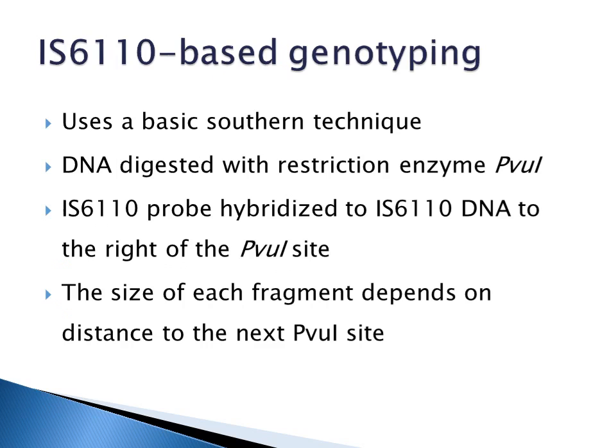So in insertion sequence 6110 based genotyping, this is a typical Southern blot technique. You isolate your DNA, you digest with the restriction enzyme PvuII. You use the insertion sequence 6110 probe to hybridize to your DNA. It's going to bind anywhere to the right of where you cut with the PvuII restriction enzyme. The size of each fragment depends on your distance between your PvuII cut sites.